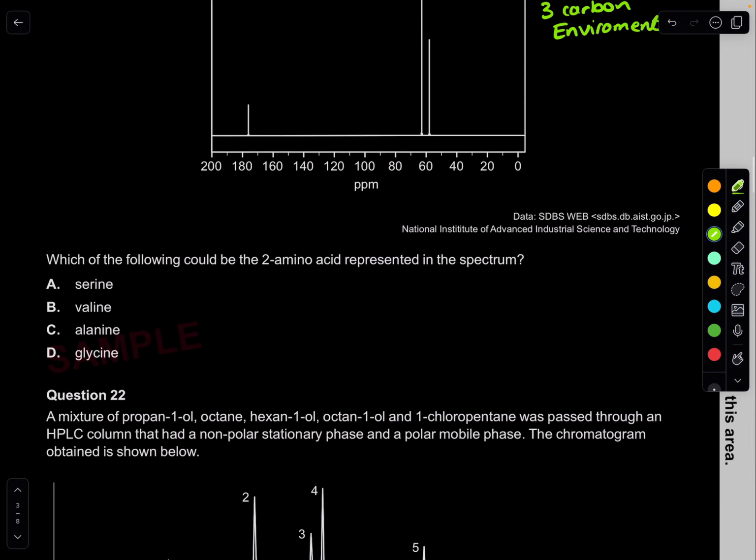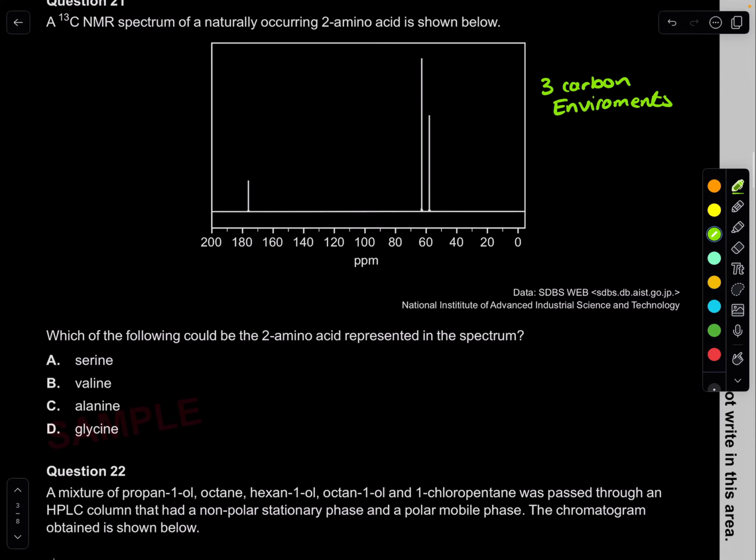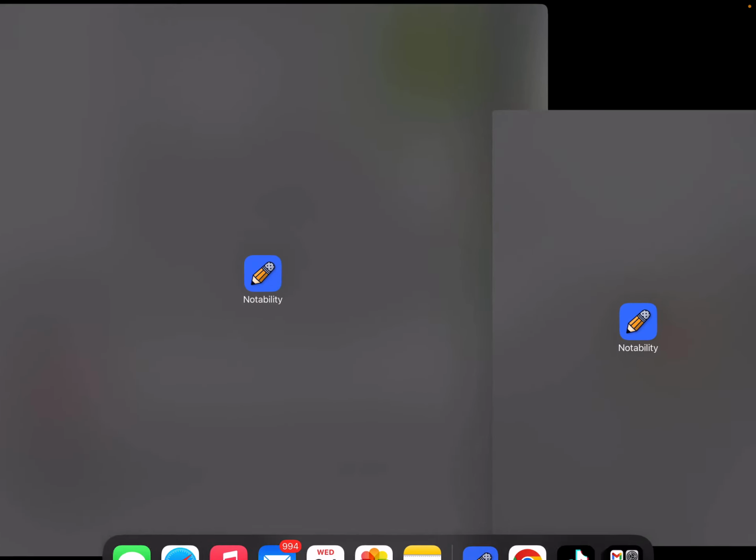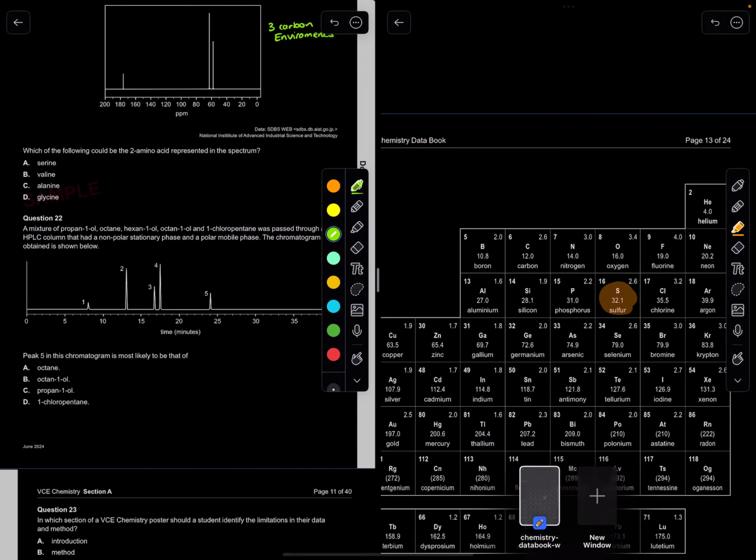Which of the following could be the 2 amino acids represented in the spectrum? All right, let's check. Because there are 3 carbon environments, let's look at which ones have the 3 carbon environments, and we'll go from there.